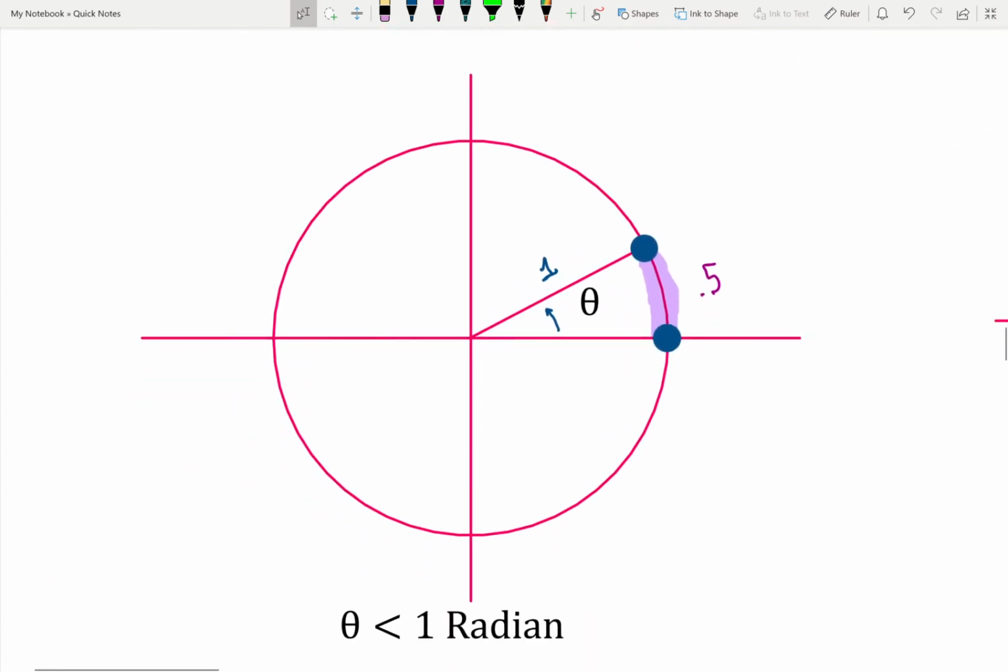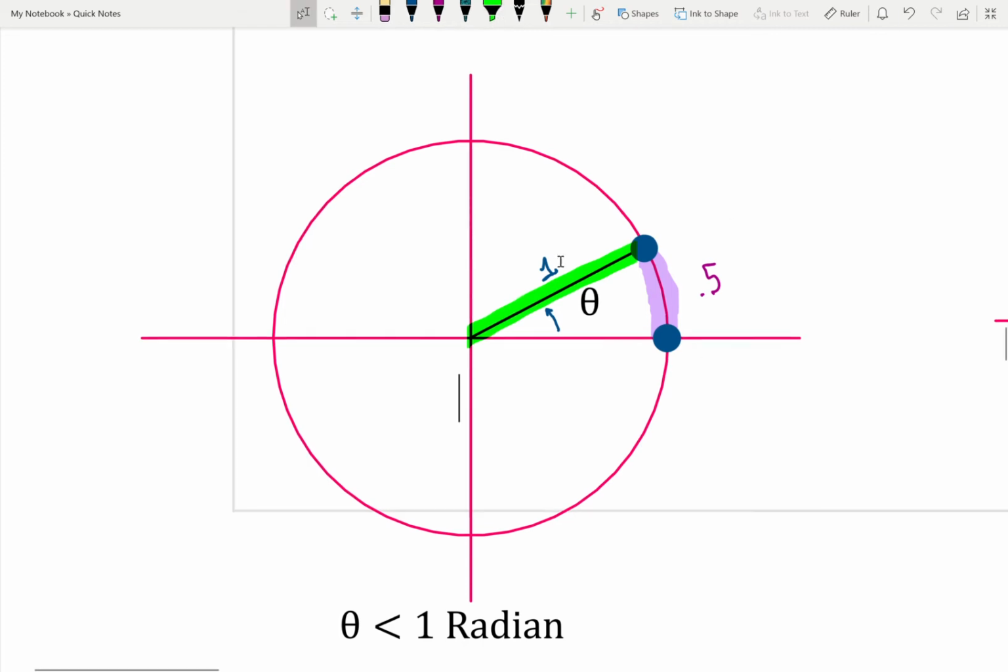All right. So here we have a circle. This line right here is my initial side, so it's staying completely still. And this guy right here, he's my terminal side. He's going to be rotating all around this entire circle. But I want you to notice the length of that terminal side.